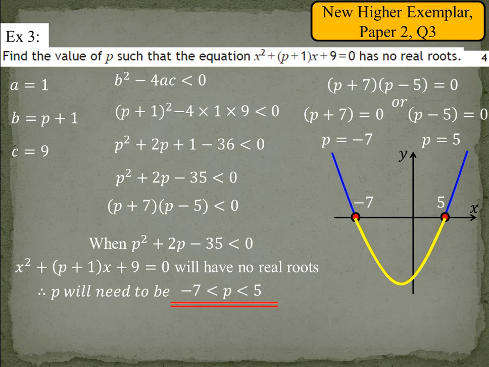So again, this is a good question because not only does it involve the discriminant, so it's using your discriminant skills, not only does it involve quadratic inequalities, it's combined with unknown letters as well. So it's kind of combining three skills all within one question. It's testing your skills, knowledge and understanding of quadratics to the limit.